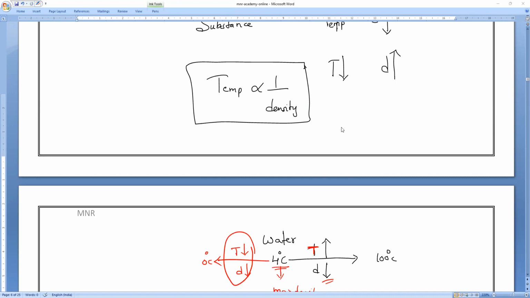What do we call it, everybody? Anomalous behavior of water. Anomalous property of water. No other substance will show this. Clear, everyone? Do all of you understand?